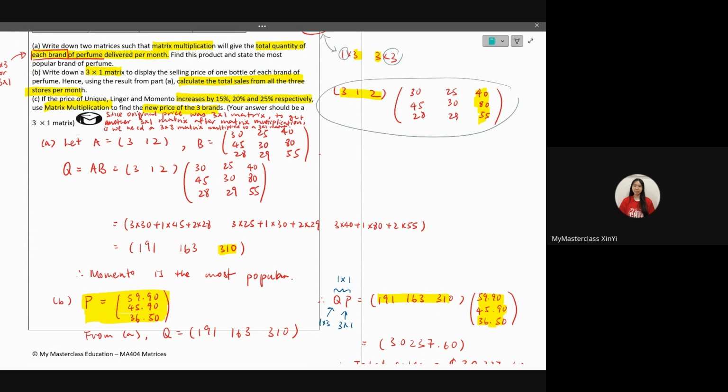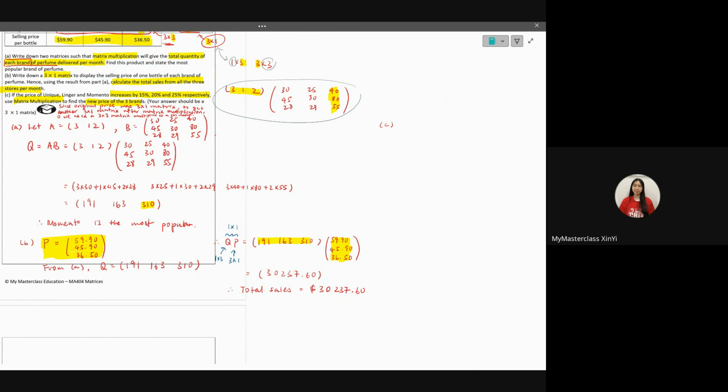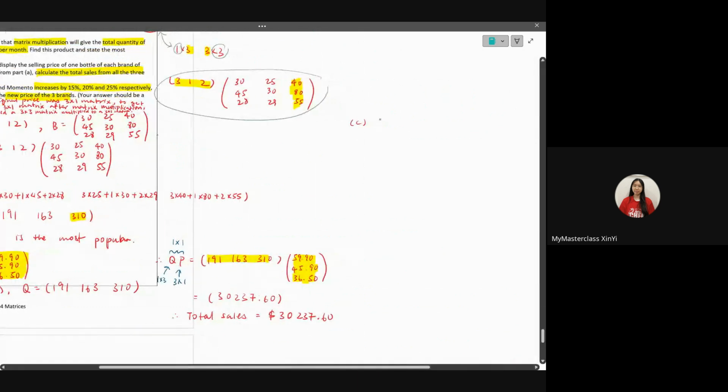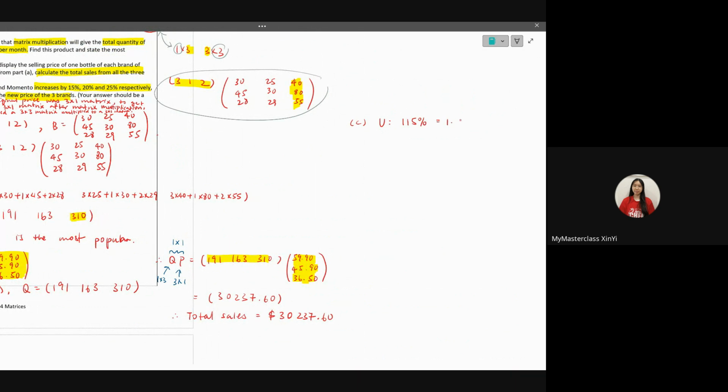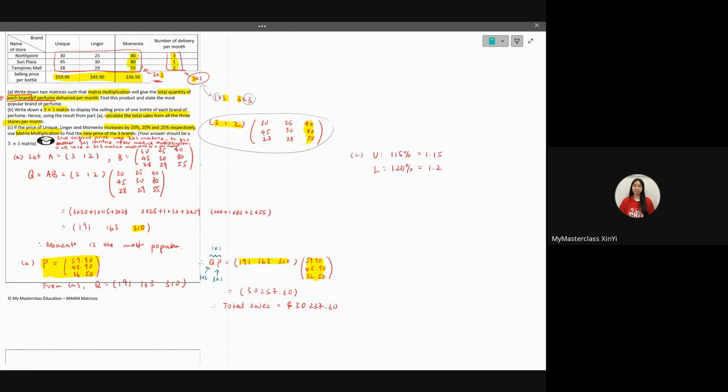So for part C, okay, let me write it down here. Let's try to clarify first. So if Unique increases by 15% in price, from the original 100% it's going to be 115% of 59.90, right? 115% is the same as 1.15 times. Then for Linger, it is going to increase by 20%, so 120%. This is going to be 1.20 times of the original price.